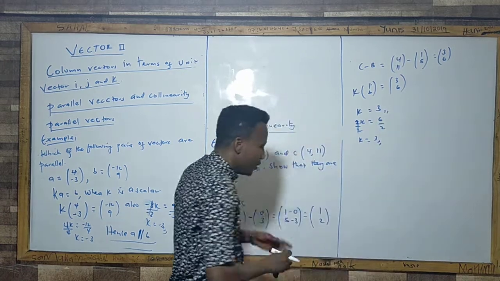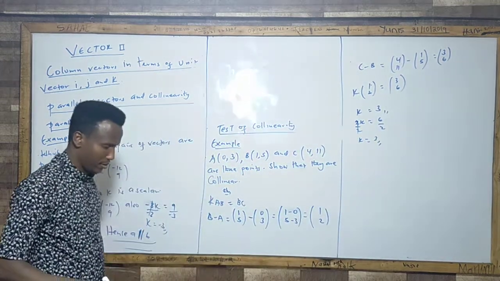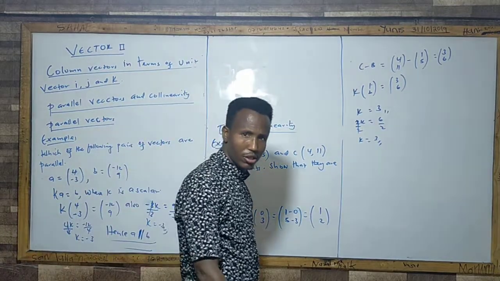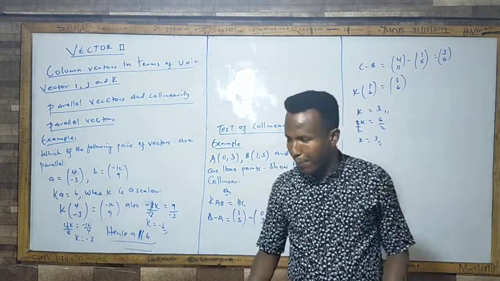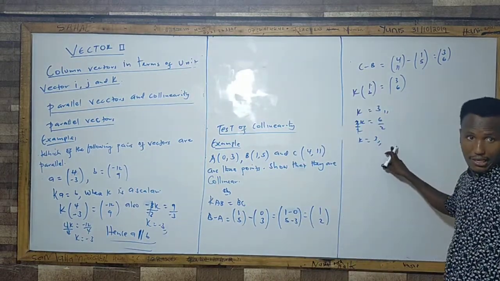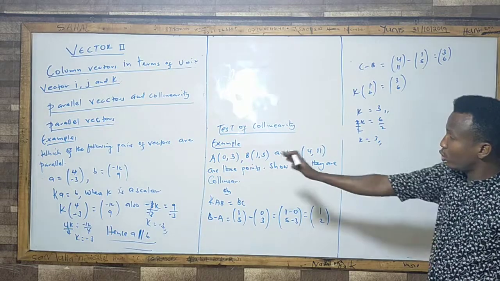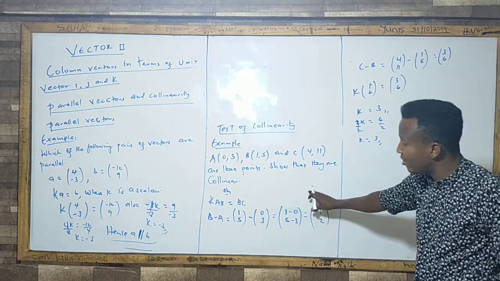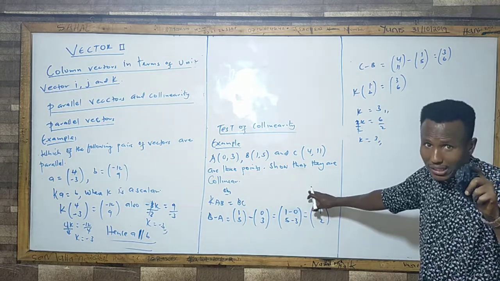So you can see now the 3 points are parallel. Just understand that the 3 points are parallel, because you have tested parallelity, because you are getting the same scalar. That was testing whether 2 points are parallel or not. Here we are testing 3 points.